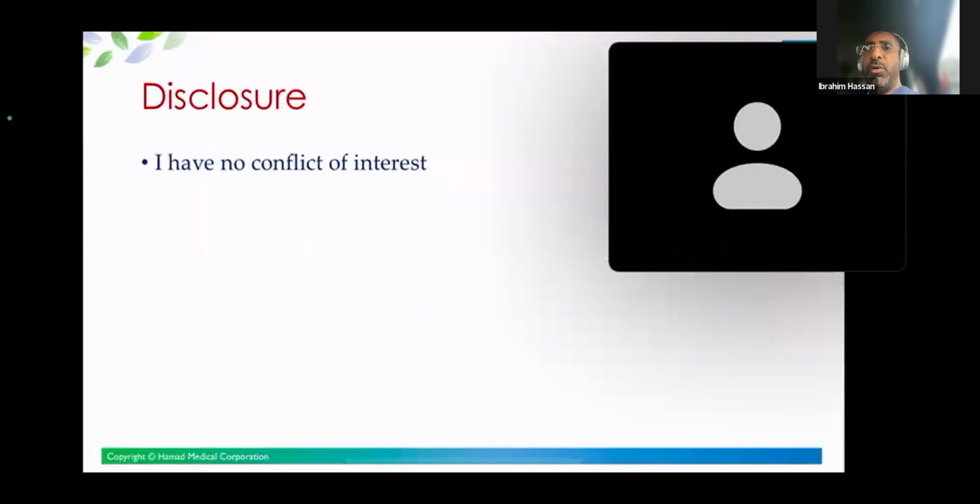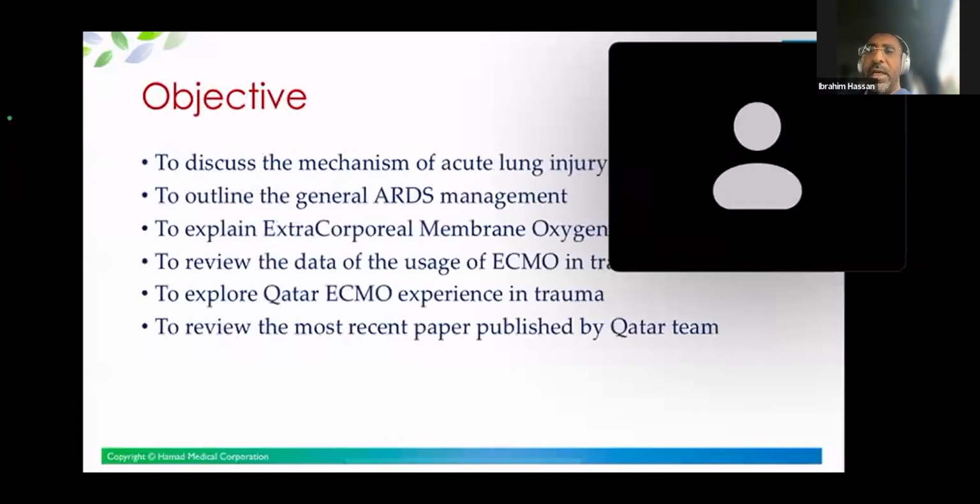I have no conflict of interest, and I thought for this discussion to really cover the basics really well: discuss the mechanism of acute lung injury in trauma, briefly outline the general ARDS management, and explore a bit about ECMO, what it is, just briefly, and then really look at the data of use of ECMO in trauma, because as you said, it's a unique condition.